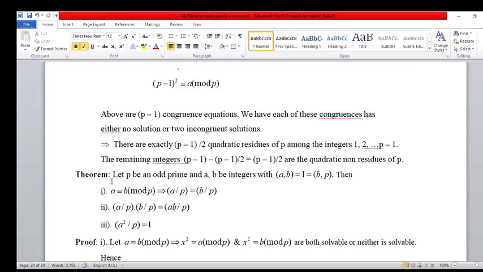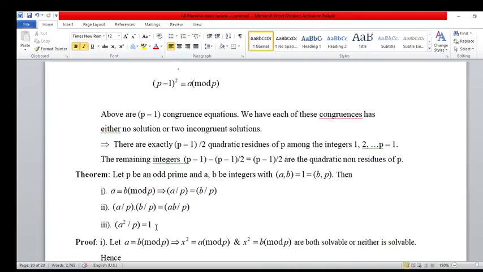Now this is the last example. Let p be an odd prime, and a and b be integers with a, b relatively prime and b, p relatively prime. Then we have these 3 conditions. First, a congruent b mod p implies (a upon p) is equal to (b upon p). Second, (a upon p) into (b upon p) is equal to (ab upon p). And third, (a square upon p) is equal to 1. This is the result.